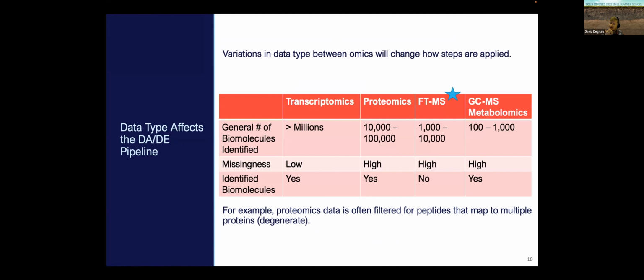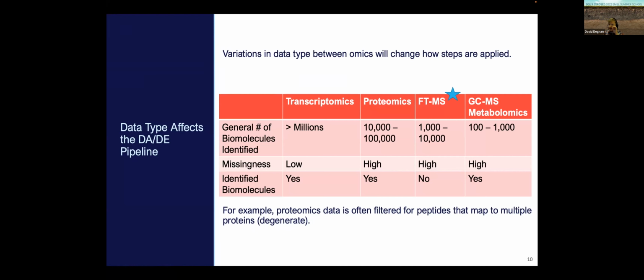Also, data type affects what you do in your differential abundance and differential expression pipeline. So when talking transcriptomics, we're talking that we've identified millions of biomolecules, in this case genes. We don't tend to have high missingness, and we have identified biomolecules at the end. We saw for this specific gene in this cancer, we saw this many counts of transcripts, and that's what you start with when you go into the differential abundance pipeline.